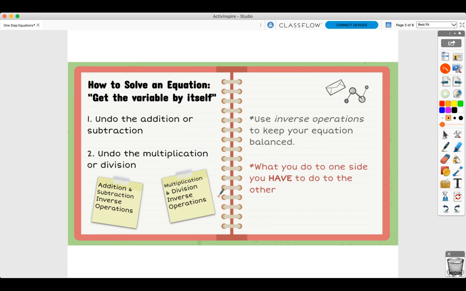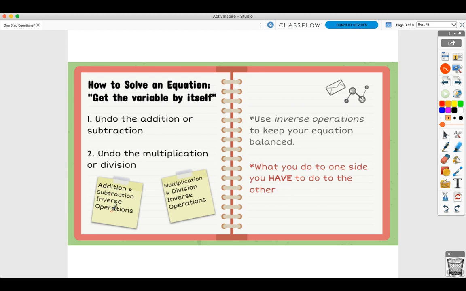So how to solve an equation? Get the variable by itself. You're going to hear me say that a lot today in this unit. Anytime you're solving equations, that's your thought process: how do I get the variable by itself? So you're doing a lot of undoing. Undo the addition or subtraction, and undo the multiplication or division.